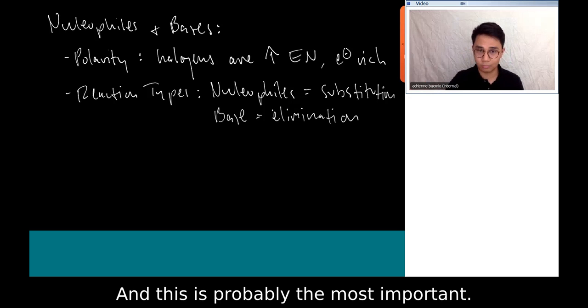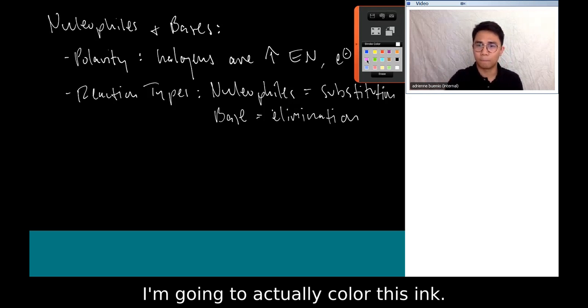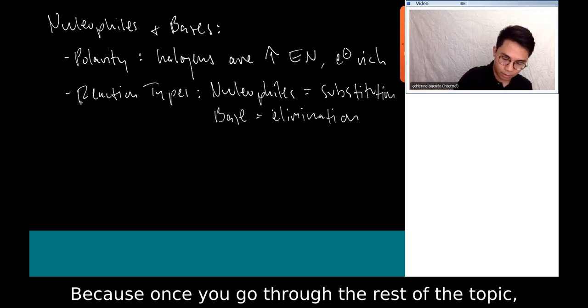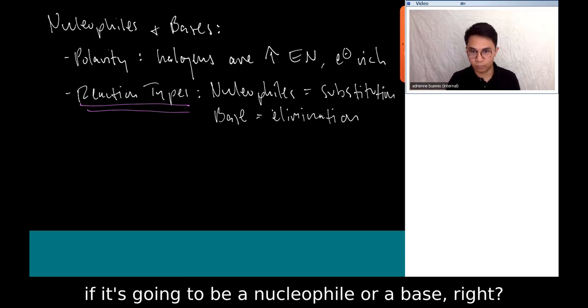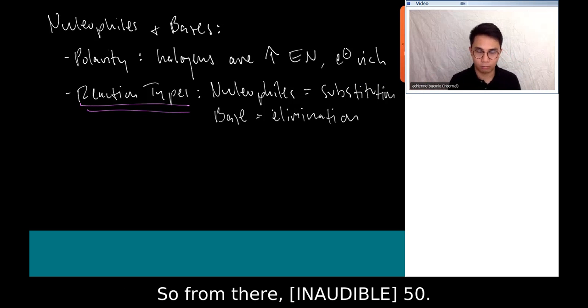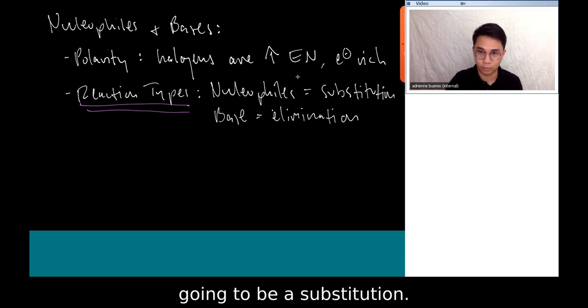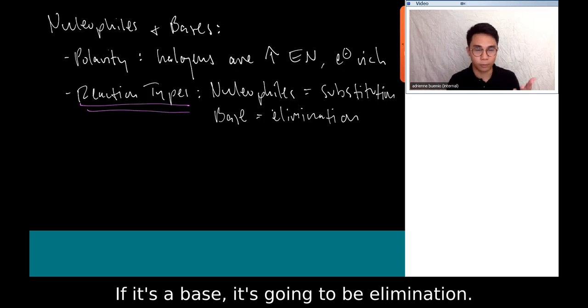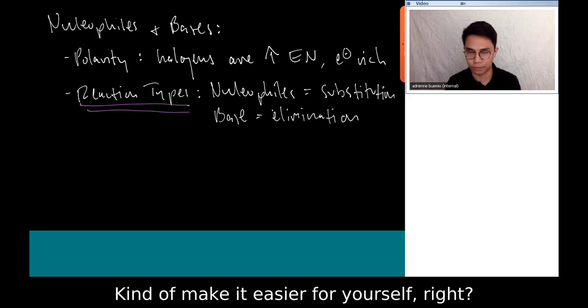And this is probably the most important. I'm going to actually color this in ink because once we go through the rest of this topic, you'll be able to tell immediately if it's going to be a nucleophile or a base, right? So from there, you're 50-50. So it must be substitution or elimination, right? But if it's a nucleophile, it's for sure going to be a substitution. If it's a base, it's going to be elimination. So that's kind of where you have to think with those. Kind of make it easier for yourself, right?